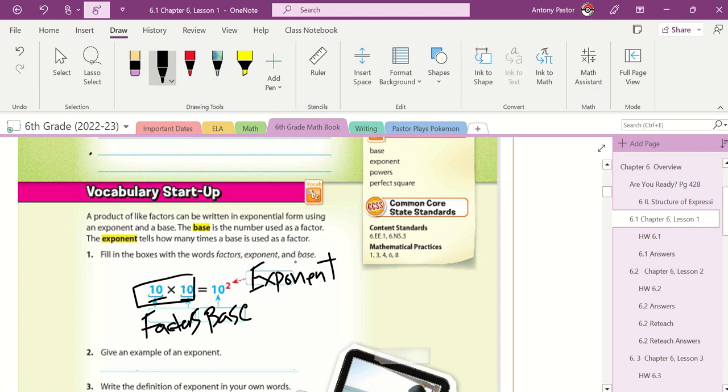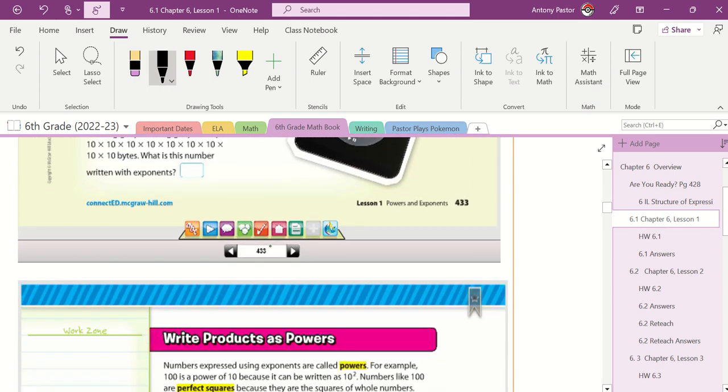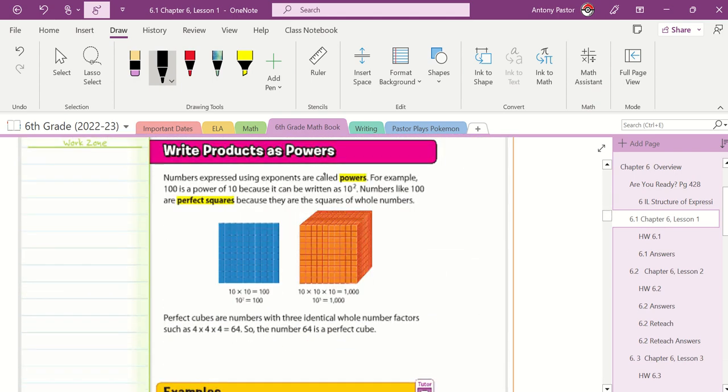All right, moving on. Write products as powers. So if they were to give us like 10 times 10, we would write this as 10 to the power of 2. This is known as a power, 10 to the power of 2, or 10 times itself twice. Numbers expressed using exponents are called powers.